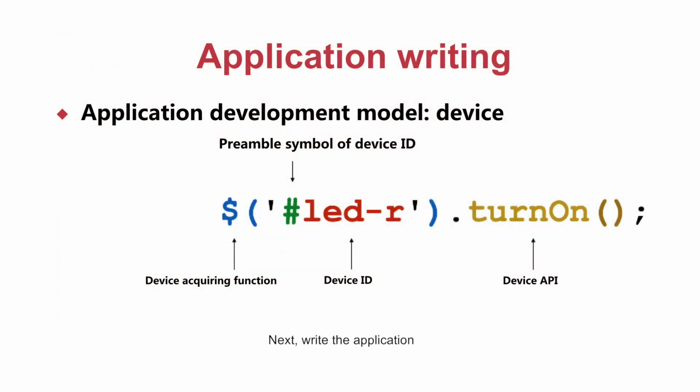Next, write the application. There are two knowledge prerequisites for writing the app. One is the device in the application development model. During our Ruff development, all hardware operations are based on a device, such an abstract thing. As for the device, there are two parts as well. First, we need to get this device, and next, call its API to execute some actions. The first part can be further divided into three parts. One is to get the device function, which is further composed of the preamble symbol of the device ID, and the device ID. And this device ID actually represents an abstract name of this device.